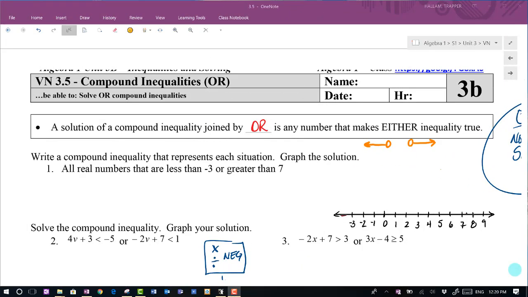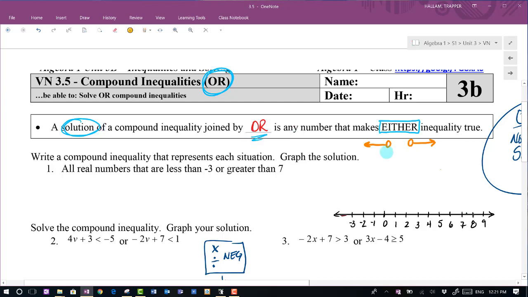Okay, hi and welcome to a section of video notes 3.5 on compound inequalities, but this time we're going to do it as an OR compound inequality. And the difference between an OR compound inequality, assuming you watch the AND compound inequality videos that accompany this, is that a solution to a compound inequality that's joined with OR makes either inequality true.